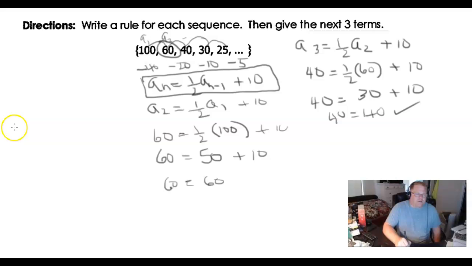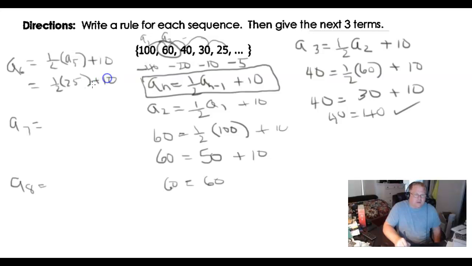So I'm going to do the other terms, and I'm going to go way over here because I have all this extra space. I need to find the next three terms. I've got 1, 2, 3, 4, 5, so I need a6, a7, and a8. Those would be the next three terms. So a6 is half of a5 plus 10. Half of a5 is 25, plus 10.